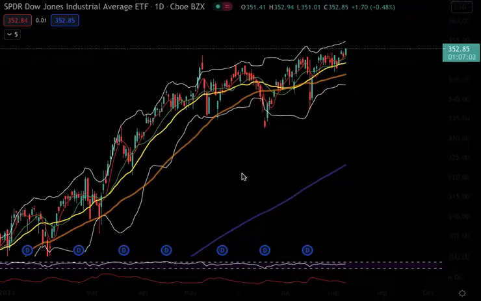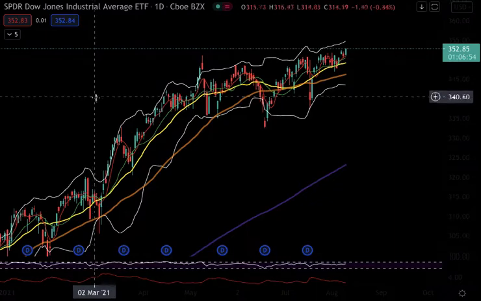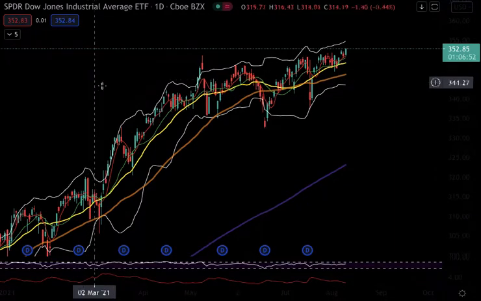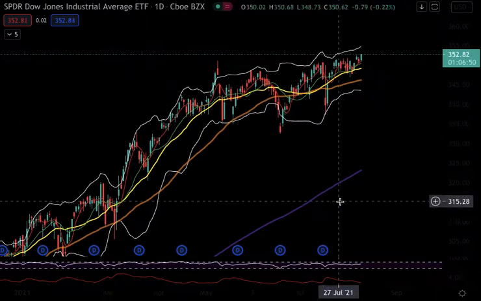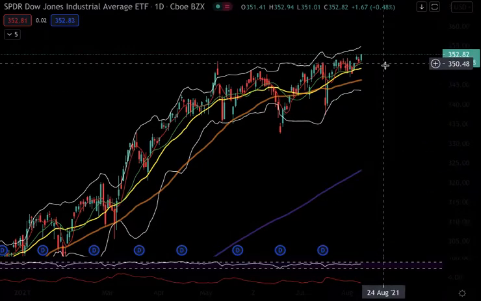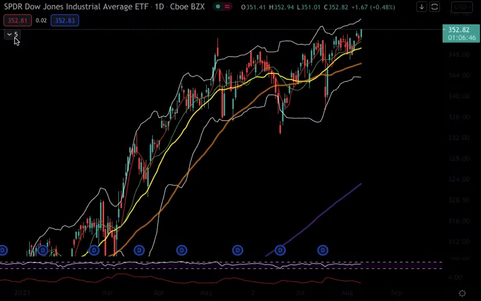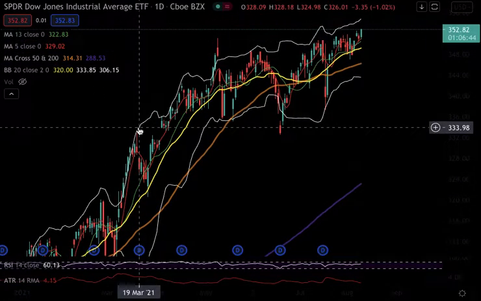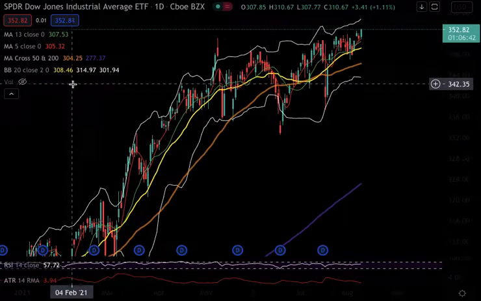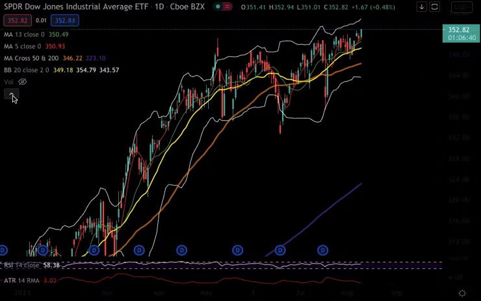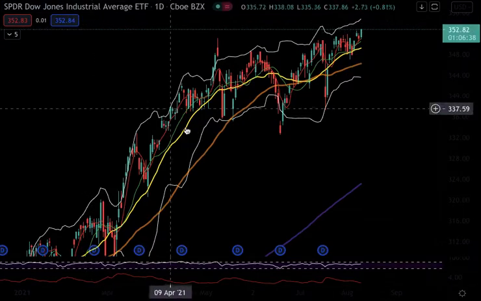The first thing I want to identify, besides the ticker and the time frame I'm using, is what the trend is. We're going to use the DIA, the Dow Jones, as an example. Right now, judging by my moving averages, I am using the 5-day, 13-day, 20-day, 50, and 200 moving averages. This is on the daily chart.